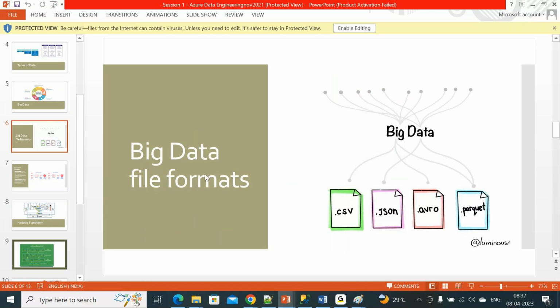Different formats of big data: we have CSV, JSON, Parquet. Whatever system you develop, it's fine, it's accommodating the data, but then there was a change in the format. Next came something called a change in the format of the data. Earlier it was a CSV file.